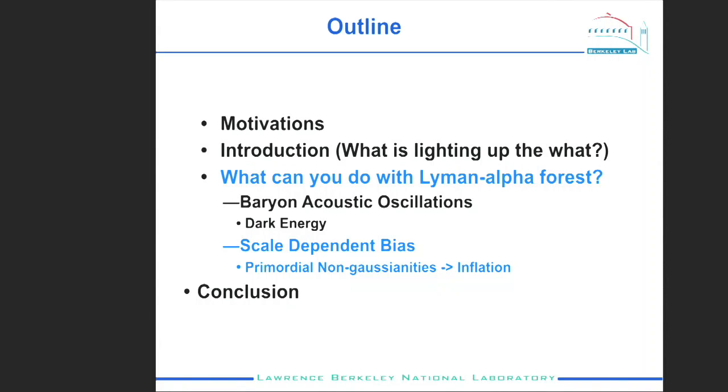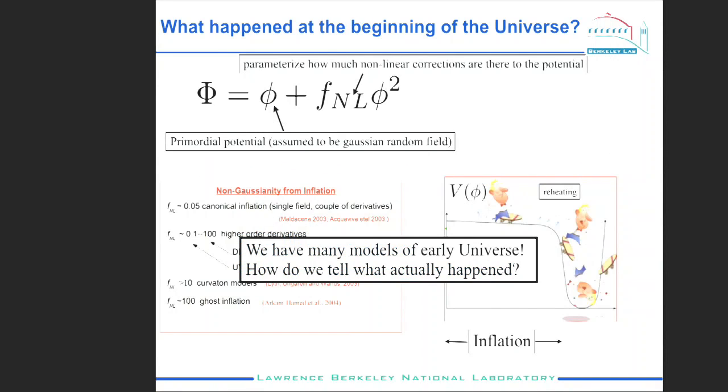I want to mention the next thing, which is scale-dependent bias, and how you actually probe something called primordial non-Gaussianities that Enrico mentioned in the inflation lectures. We mentioned this. We don't know which version of the inflation models it should be.